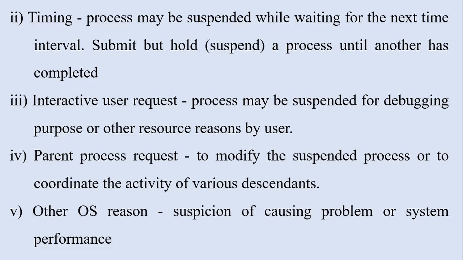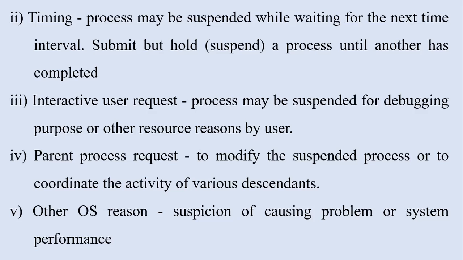Number two is timing. A process may be suspended while waiting for the next time interval. Submit but hold, that is, suspend a process until another process has completed. Number three is interactive user request. Processes may be suspended for various reasons by the user. Number four, parent process request. For example, a parent process may request to modify a child process or to coordinate the activity of various descendants.